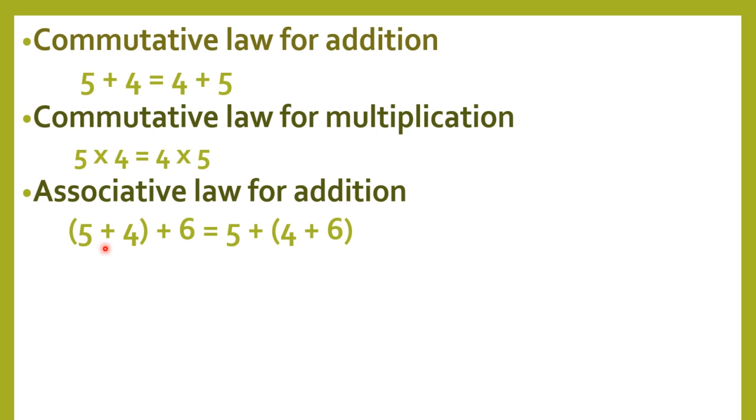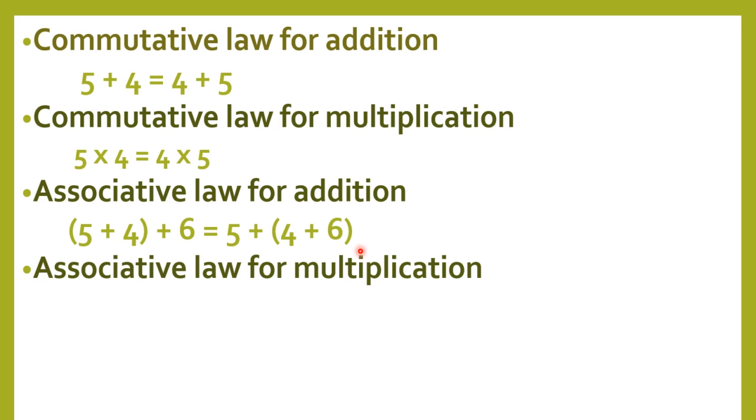But on my left hand side, first we add 5 and 4, and on my right hand side first we add 4 and 6 because they are in a group. So associative law for addition is, it does not matter how we group the number, we get the same answer, but the condition is that the numbers must be the same.